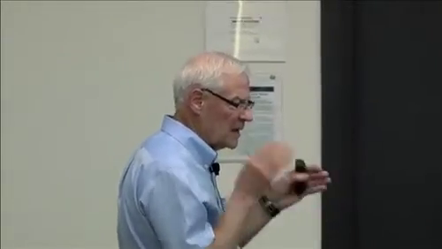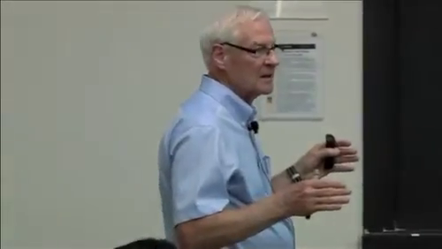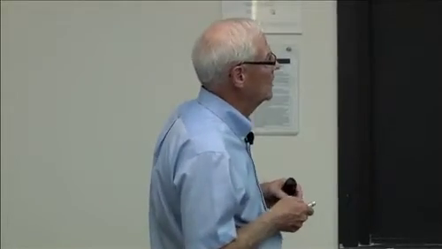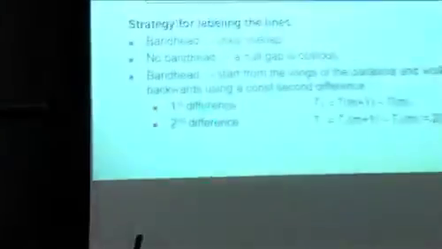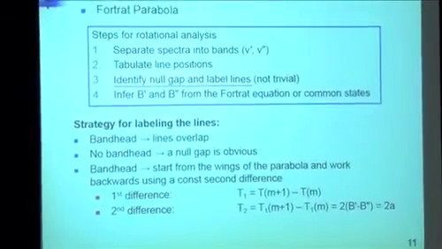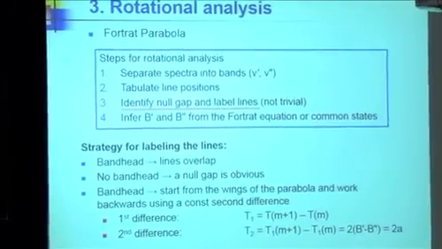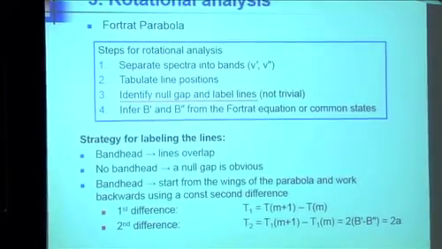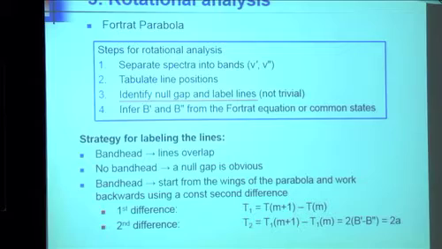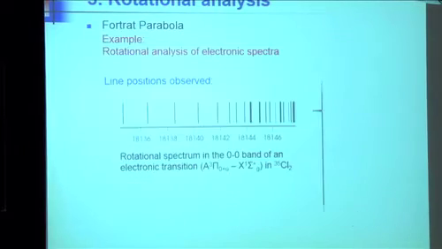You're done with that. What else do you need to know? Omega E and XE. What else do you need to know? TE. You're done. Those are the parameters that specify the spectrum. And we do rotational analysis. And so I'm going to illustrate this. I introduced what's called the first difference and the second difference, which are the differences between states and then the difference in the spacings. And again, this is in your notes, so I'm not going to dwell on it.